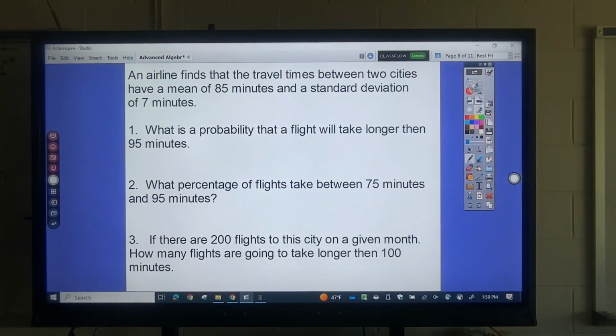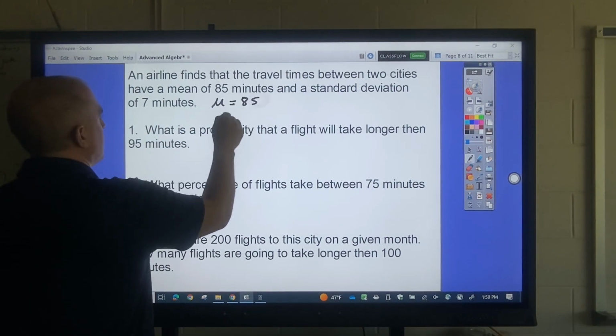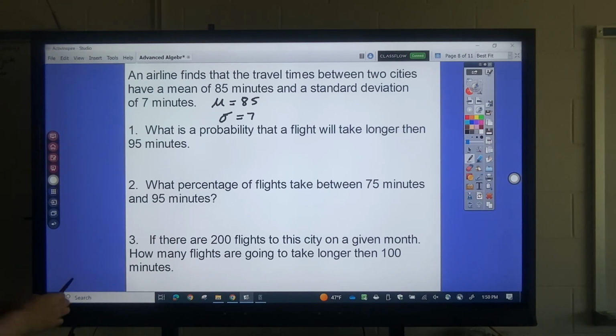All right, so an airline finds that the travel time between two cities has a mean of 85 and a standard deviation of 7. So we're going to go ahead and write that. Mean of 85, standard deviation of 7. That means that's the consistency. What is the probability a flight will take longer than 95 minutes?